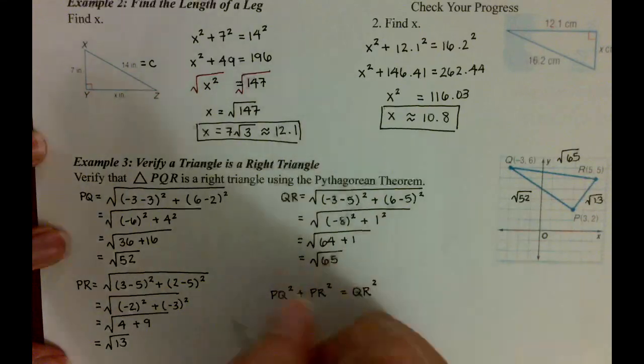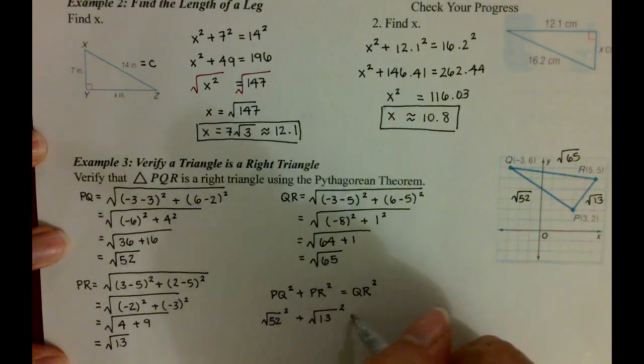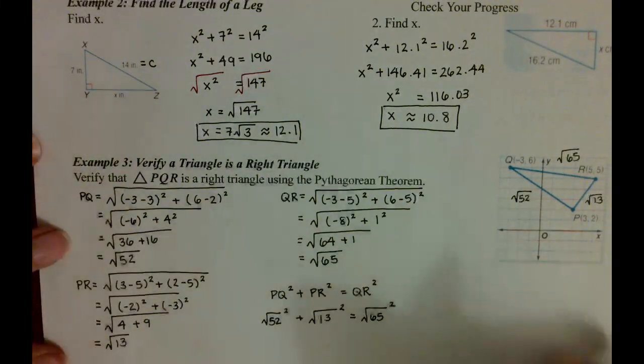So PQ is square root of 52, so square root of 52 squared, plus PR squared. PR is square root of 13, squared, equals QR, which is square root of 65. So square root of 65 squared. Okay?